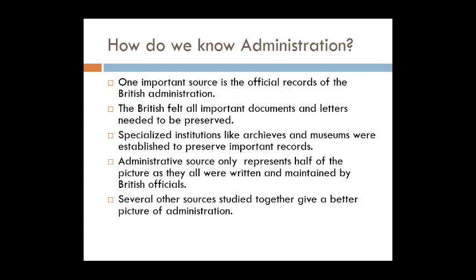How do we know administration? One important source is the official records of the British administration. The British believed that the act of writing was very important. Every instruction, policy, plan, investigation, decision, and agreement had to be noted down. After this was done, the matters were discussed properly and then debated. Hence, this practice developed in administrative cultures of notings, memos, and reports.